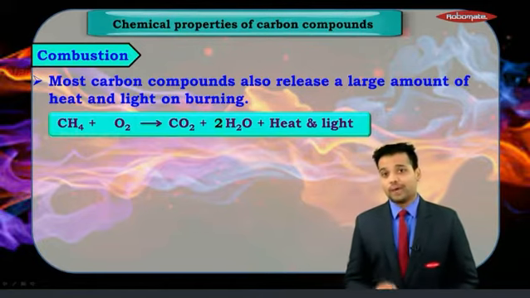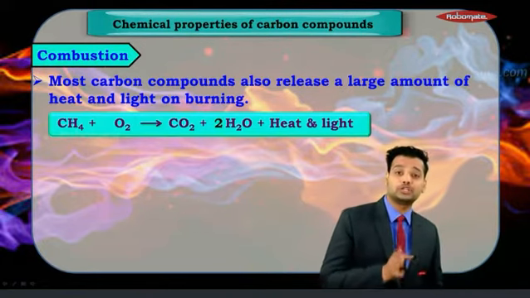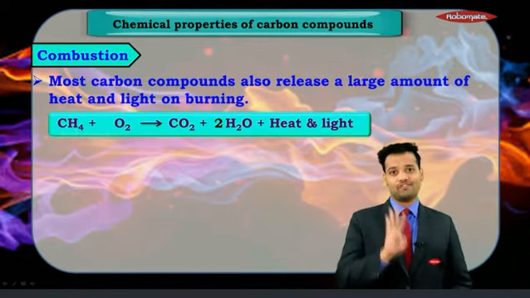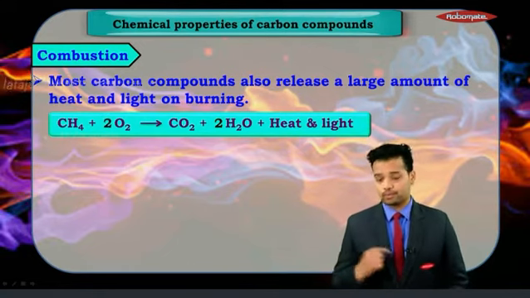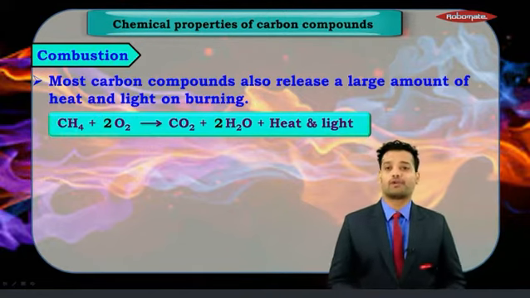So, therefore, how to balance this reaction? Carbon is 1, carbon is 1. Hydrogen is 4, hydrogen was just 2. So, I multiplied it by 2, making oxygen 2 and 2, 4. So, 2 oxygens on the left hand side. What would you do? Multiply by 2, and there you have it, a complete reaction of combustion.